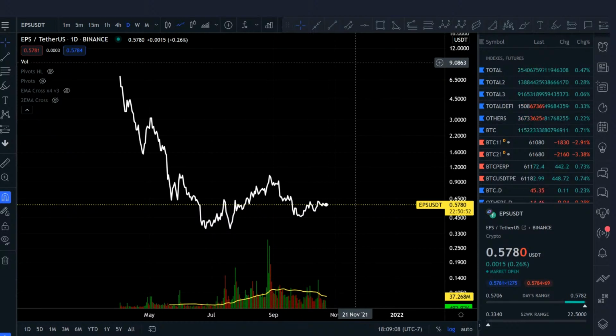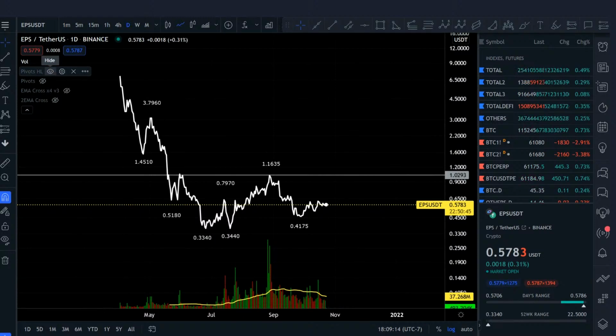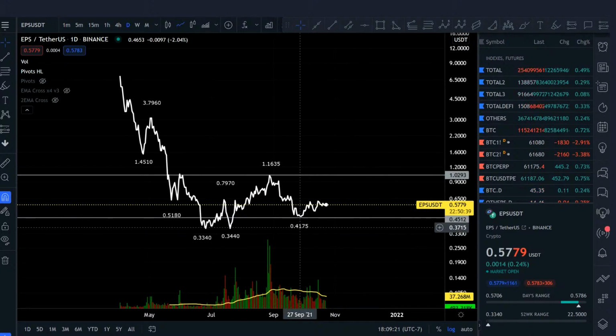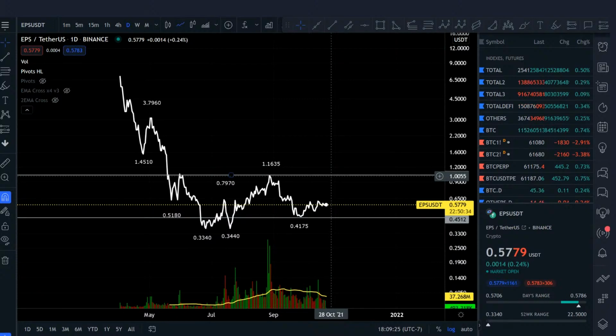This is how I do it. First, we get our resistance and support. Resistance right here at $2. Our support at 45 cents. This is that lower wick, this 41 cents thing down here, the lower candle body wick.